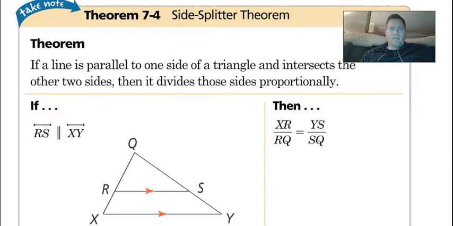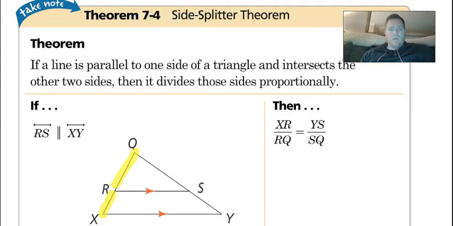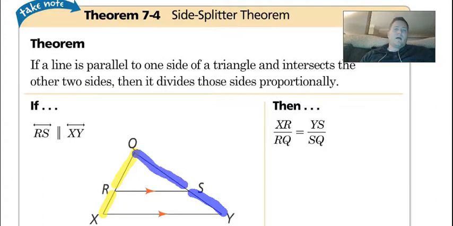So if we have a triangle and we draw another line within the triangle, if it is parallel, we now see that QS, and if it tells us that RS and XY are parallel, we now know that the sides XR and QR are going to be proportional, and the same thing would be true with the other side. Let's go blue. As far as this YS is going to be proportional with QS. So those sides are proportional.